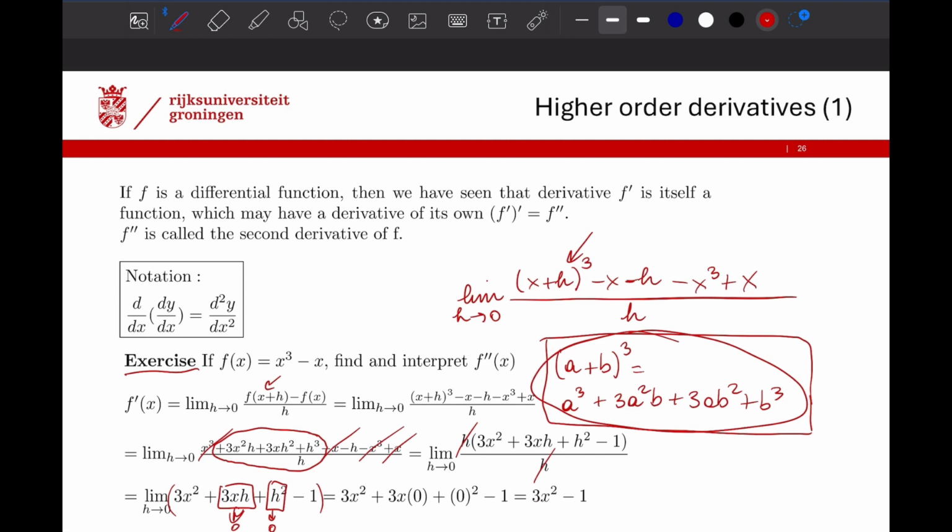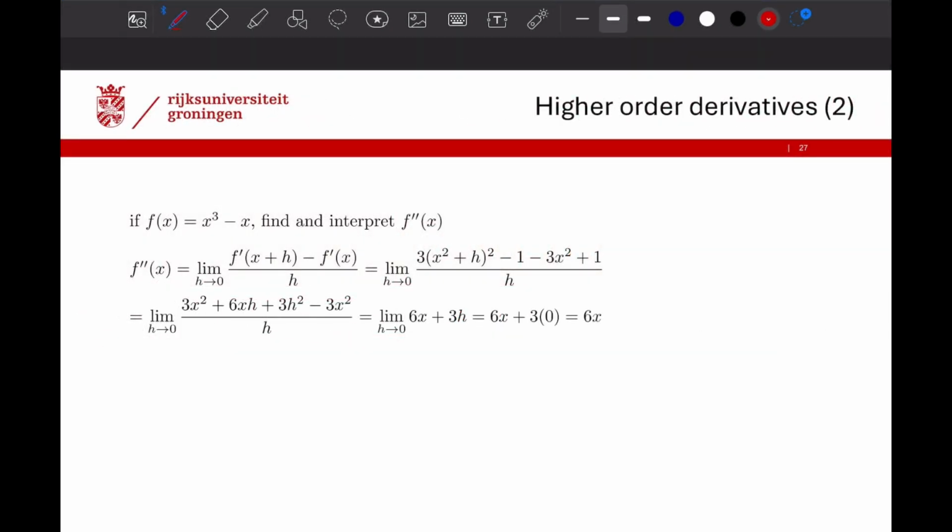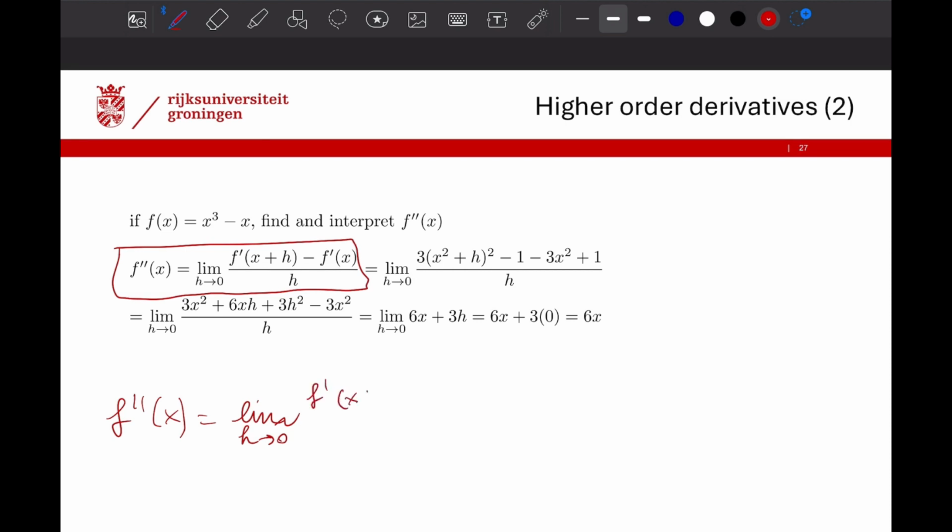3x squared minus 1. Now the key is that we have to do it again. So when we write this time the expression, it's going to be the second derivative of f is equal to the limit as h goes to 0 of f prime of x plus h minus f prime of x over h. So that is basically the key difference.